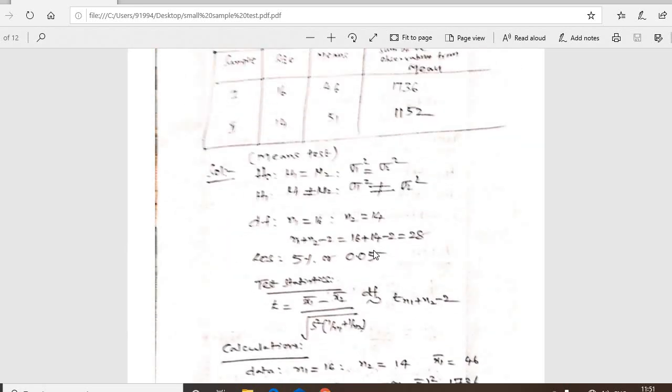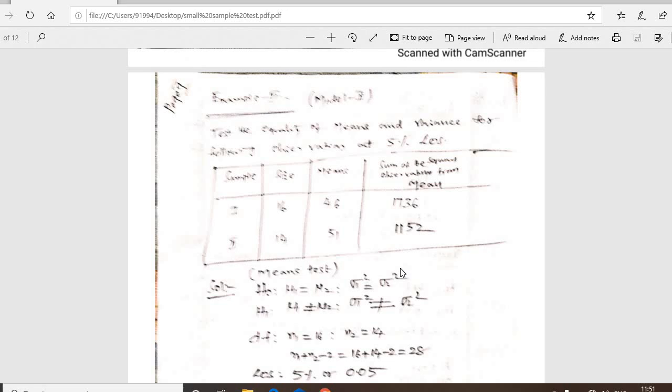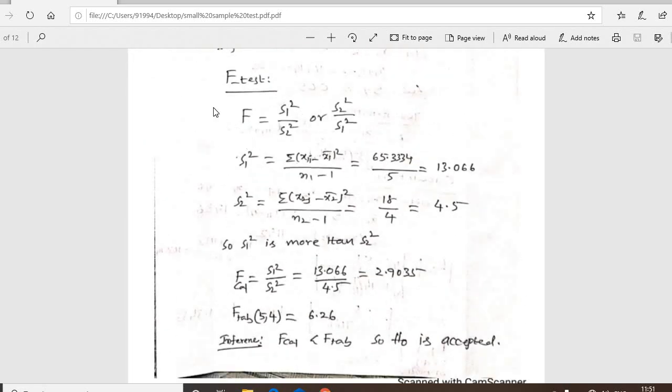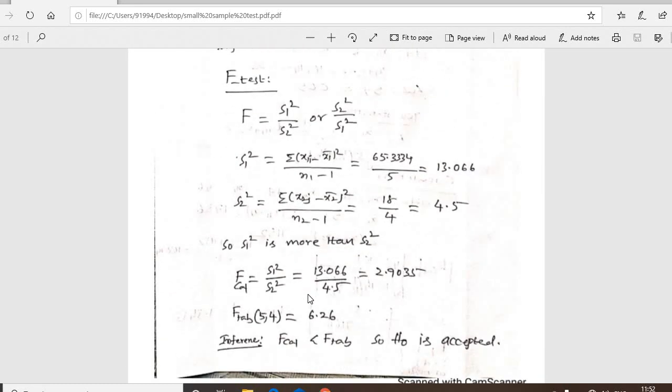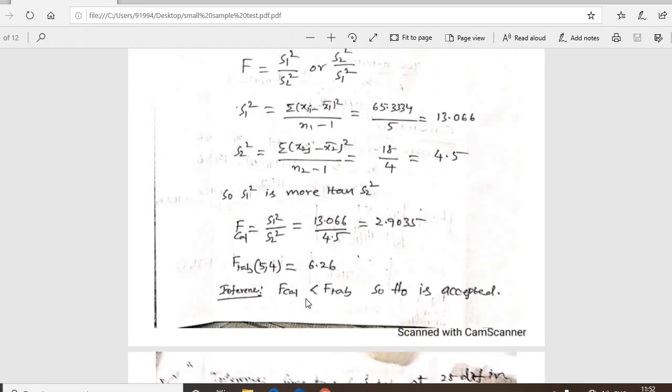Similarly, in the same problem, we can test equal variances, that is the F test. The F test is the same: s1 square by s2 square, greater variance by smaller variance. That is why you can apply the formula. The F calculated value here is 2.9. The F table value at degrees of freedom 5, 4 at 5% level of significance is given as 6.26. Comparing here also, we accept our null hypothesis. So this is the conclusion of the problem.